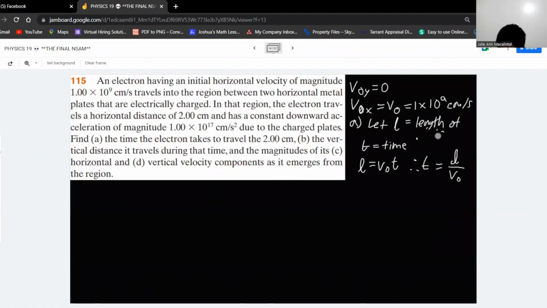So it's simply just length of horizontal travel. Total distance traveled? Hindi, iba yung total, curved yung path, di ba? So horizontal travel lang siguro.